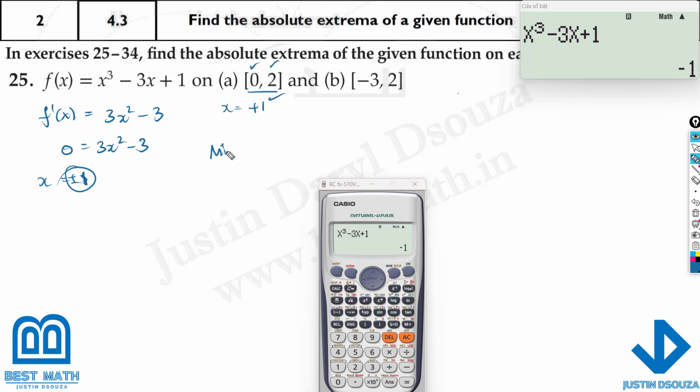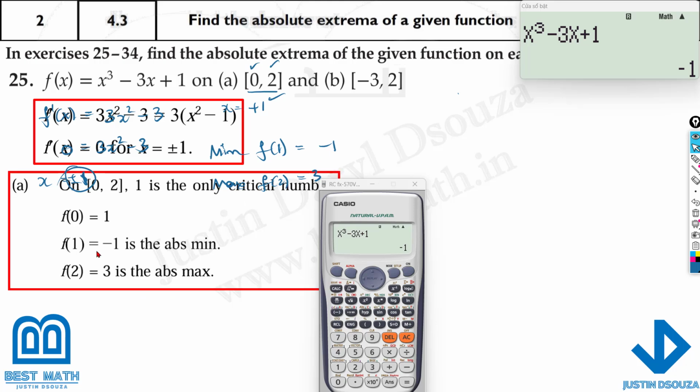So minimum would be at f of 1. That is the critical number. We get minus 1. And the max is at f of 2. This over here is the endpoint. We got 3. So these are the answers. Absolute minimum is minus 1. See, absolute minimum, f of 1, that's the function at x equal to 1, it's minus 1, whereas maximum is 3. And this one is not considered. Why? Because it's in between.